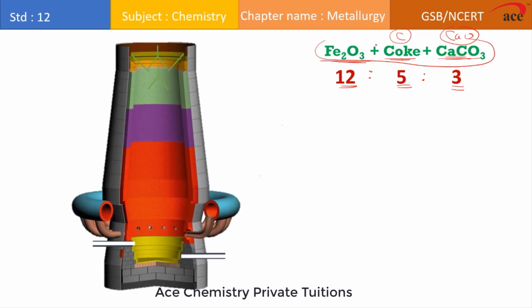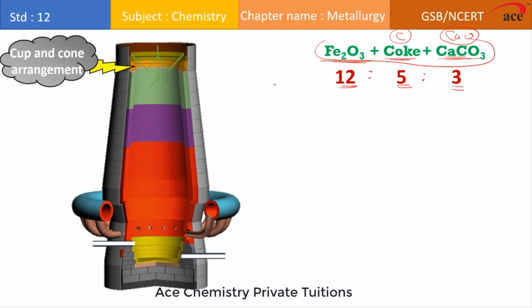In this blast furnace, the upper part consists of a cup and cone arrangement. Through this cup and cone arrangement, the powdered form of this charge is fed. At the lower part, there is an inlet called tuyeres. These are the pipes which supply hot and compressed air.